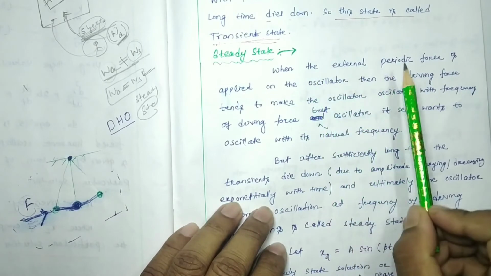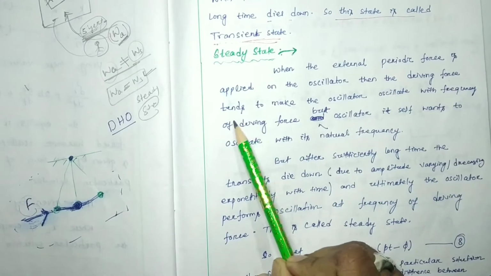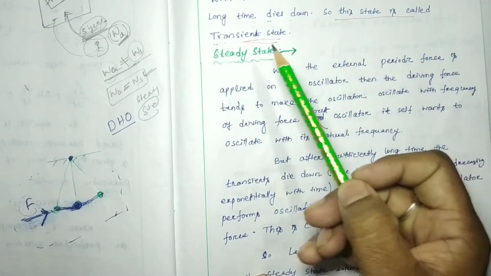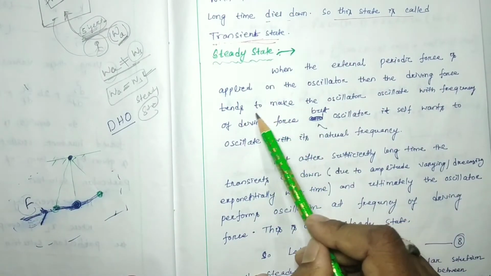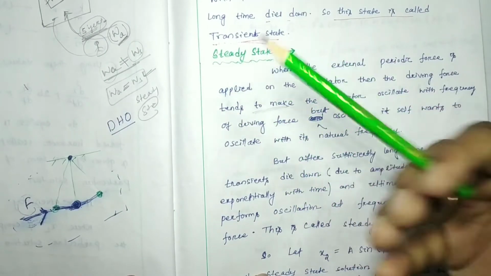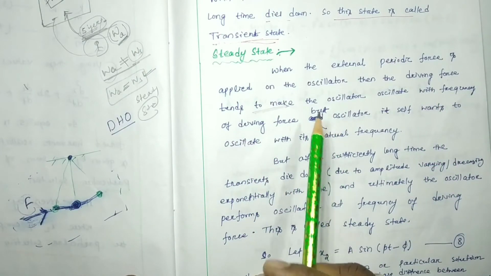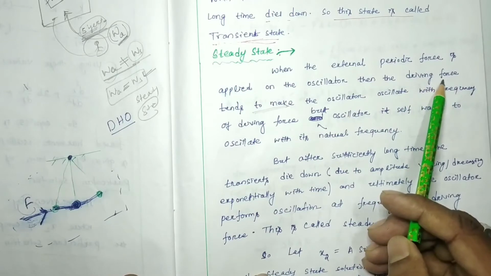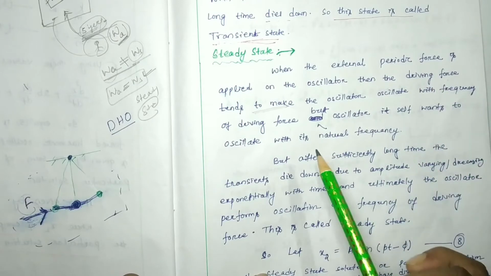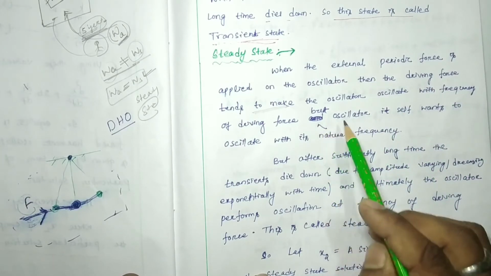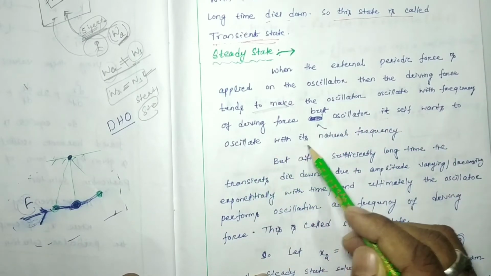When an external periodic force is applied on the oscillator, the driving force, which is the applied force, tends to make the oscillator oscillate with the frequency of the driving force. That means the oscillator has to oscillate at the frequency in which the driving force is applied. But the oscillator itself wants to oscillate with its natural frequency.